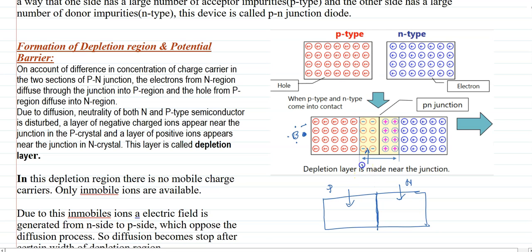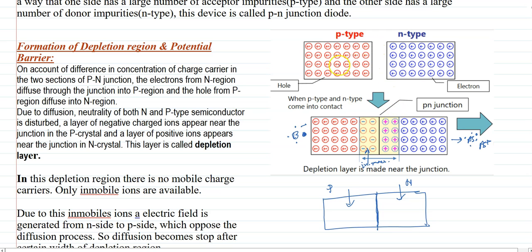Immobile means non-movable. In the n region we get positive ions, suppose we doped arsenic. Arsenic has 5 electrons in its outer band. Then one electron has gone towards the hole side, meaning the p side. That's why the arsenic now becomes As plus. These are the As plus ions, and that's why in this region there is no mobile charge carrier, meaning no movable charge carriers.